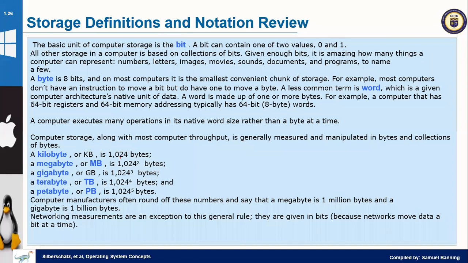1 kilobyte is 1024 bytes. 1 megabyte is 1024 kilobytes. Look at the index here. 1 gigabyte is 1024 megabytes. 1 terabyte is 1024 gigabytes. 1 petabyte is 1024 terabytes.